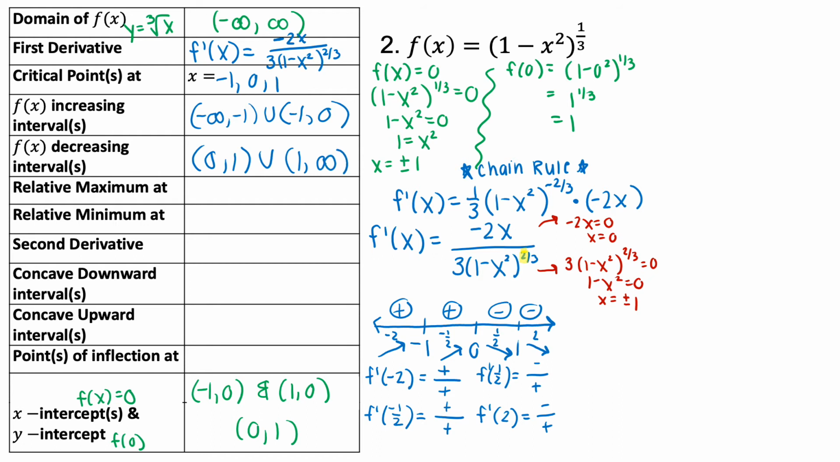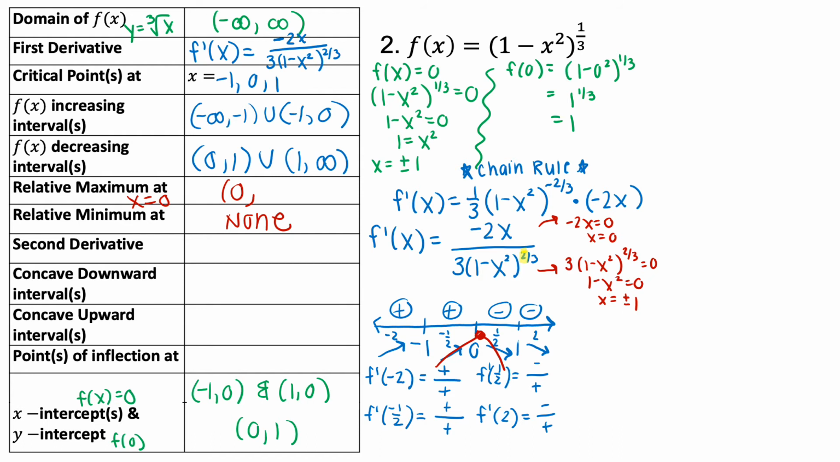To identify our relative extrema, minimums or maximums, we're looking for a change from increasing to decreasing or decreasing to increasing. At -1, there's no change, we stay increasing. At 0, we go from increasing to decreasing, which makes that a maximum. We'll fill that in a second. And then at 1, we go from decreasing to decreasing, so there's no change. So there's going to be no minimum. The maximum happens at x equals 0.